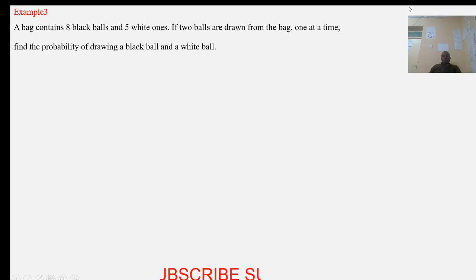Because remember, if 2 balls are drawn from the bag, it's one at a time. We find the probability of drawing a black ball and a white ball, part A without replacement, and part B with replacement.